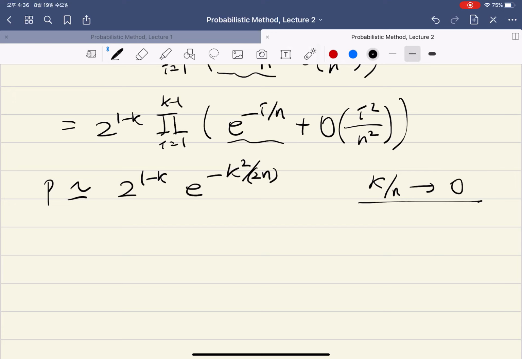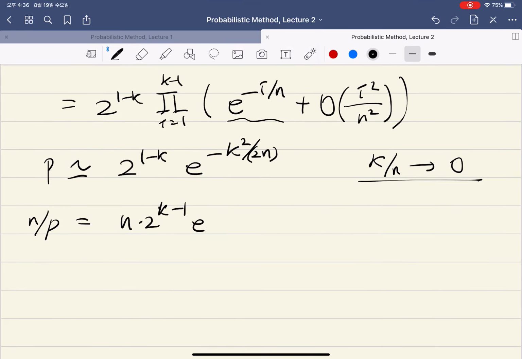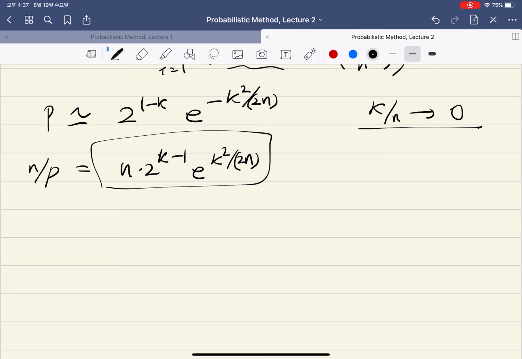So what do we have to minimize? Not np, n over p, which is n times 2 to the k minus 1 times e to the k squared over 2n. So this is some function that we can use calculus on: we take the derivative and find the extremal point, and then you can conclude that setting n equal to k squared over 2 is roughly asymptotically optimal.